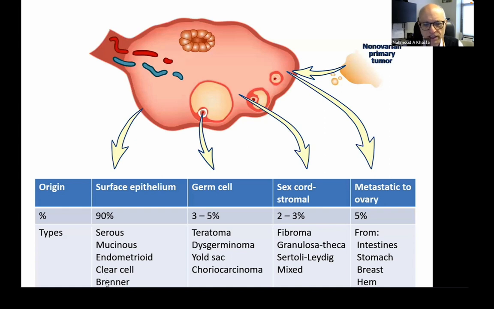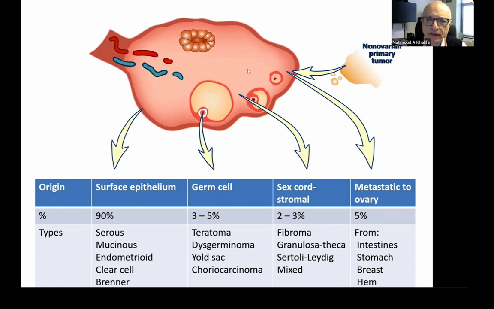And therefore, the types of tumors are, as we teach medical students, either surface epithelial: serous, mucinous, endometrioid, clear cell, and Brenner. Germ cell: we know the teratoma, dysgerminoma, yolk sac tumor, and choriocarcinoma. And the sex cord stromal: the stromal are the fibroma, and the sex cord will be granulosa, theca, and Sertoli.